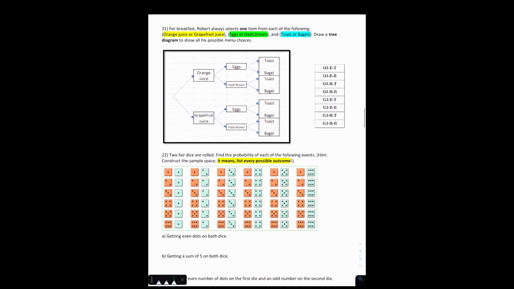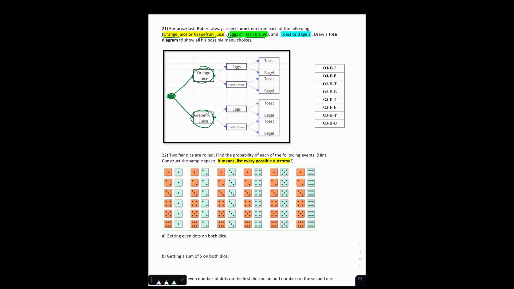This is number 21. What is it asking us here? Some more tree diagram questions. So for breakfast, Robert always selects one of each item. Orange juice or grapefruit juice. So those are your first 2 choices. So again, when you're starting the tree diagram, you start from the center and then you go out based on your first 2 choices. Then from the tip of every one of these choices, you go out for the other 2 choices. So you basically just list the possible choices every time you branch out.